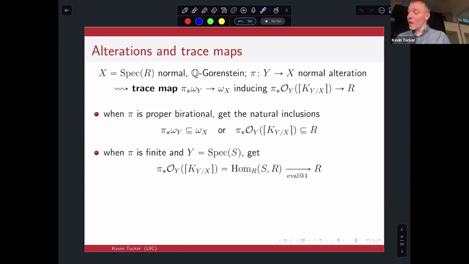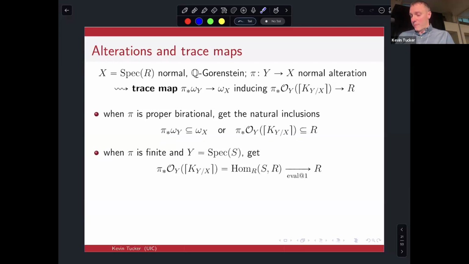Okay. Trace maps are functorial. So if you understand what trace maps look like for proper birational maps or blowups, as well as finite maps, then you understand them in all cases, right? And you've seen them already in this talk. For proper birational maps, the trace maps are just the natural inclusions, say pi lower star omega y into omega x, or the twisted pushforward of this relative canonical as an ideal inside of R.